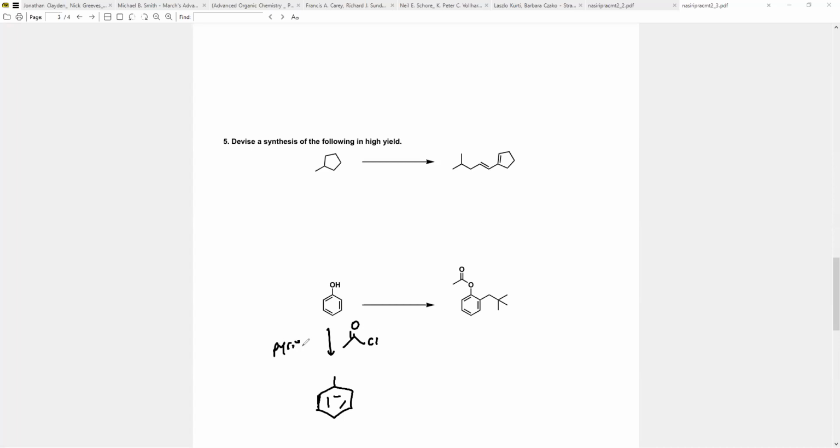Pyridine is a good way. I don't know if you guys noticed that in that first problem. Pyridine is a good way to tell if they want you to do the acylation on the carbon or acylation on the oxygen. So that's a good way to tell. But anyways, we'll get this here.